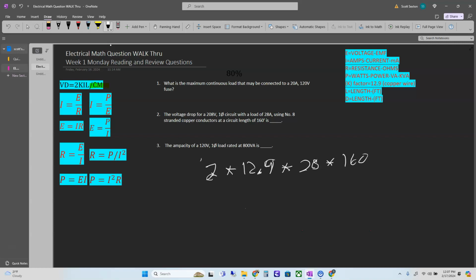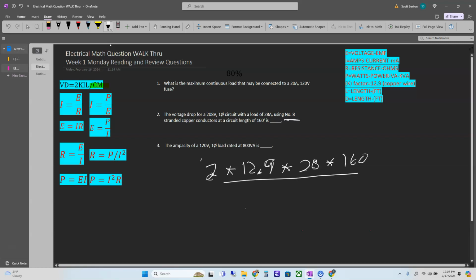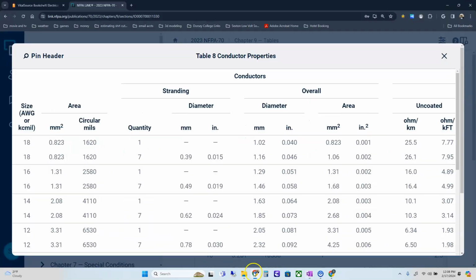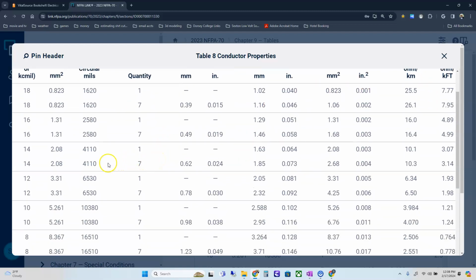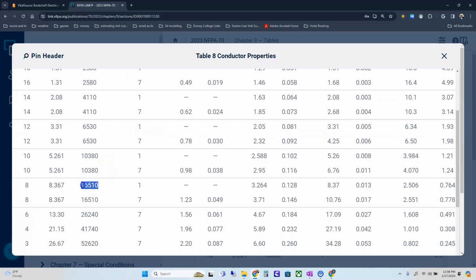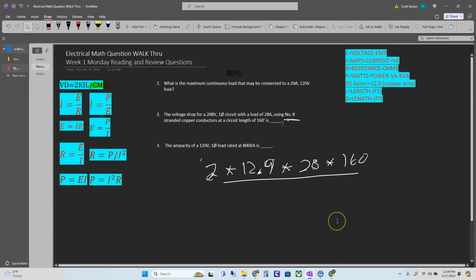Okay. Well, I need to be able to divide that by a number 8. Well, that number 8 doesn't tell me what these circular mills are on it. So I come down here and I look for a number 8. Well, my number 8 wire, its circular mills are 16,510. That's the number for the equation, 16,510. So let's go back over here, and this is going to be divided by that.